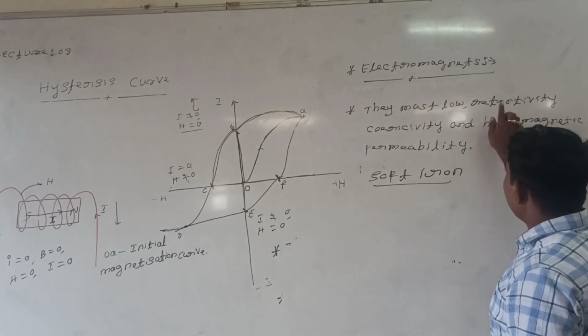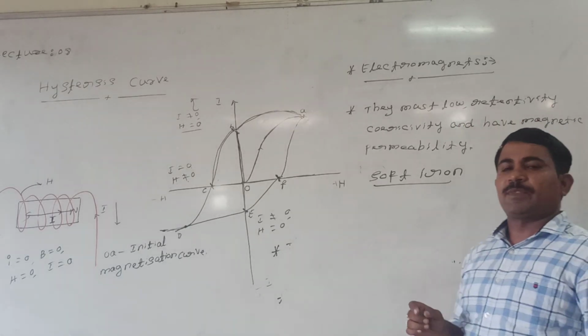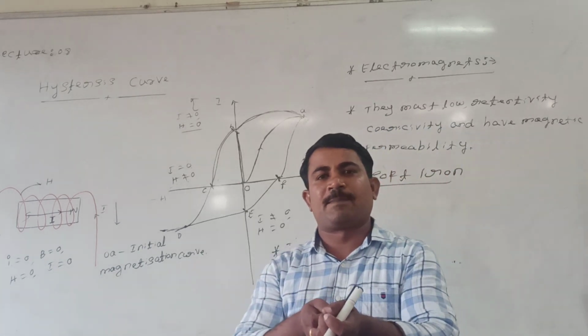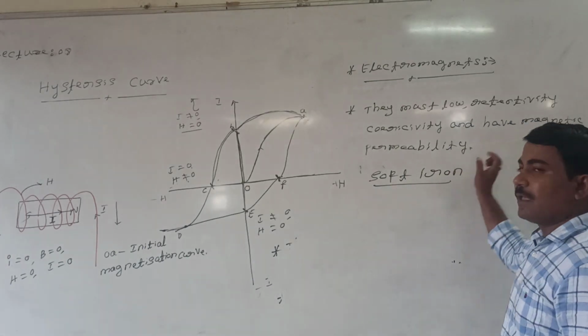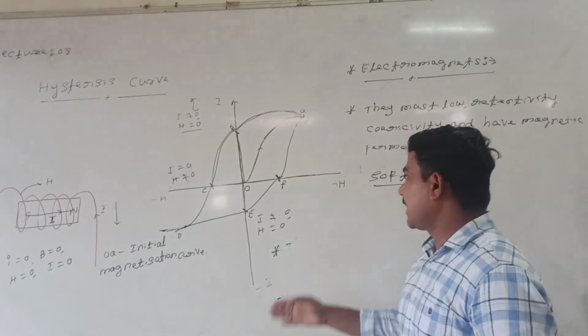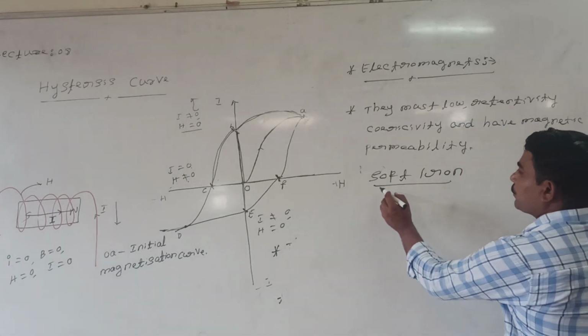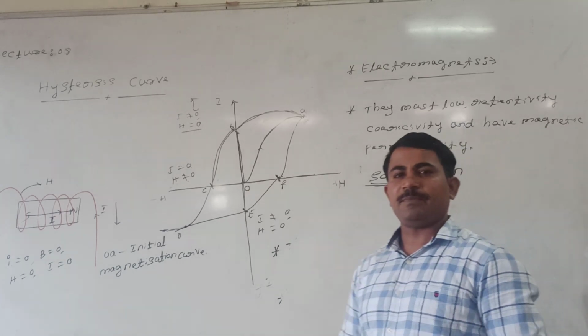Low retentivity means even if a magnetic field is applied, all the magnetic field lines are removed. Low coercivity means when the magnetic field is removed, it easily gets demagnetized, and it has high magnetic permeability. Due to that reason only, soft iron is used in a transformer core.